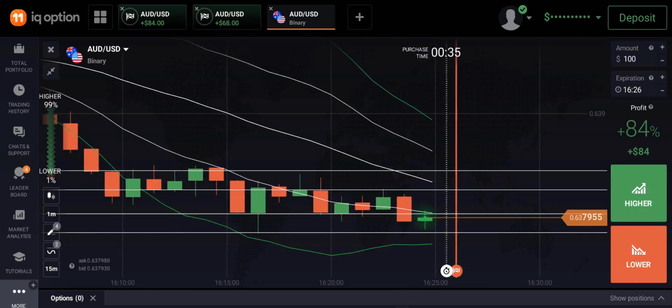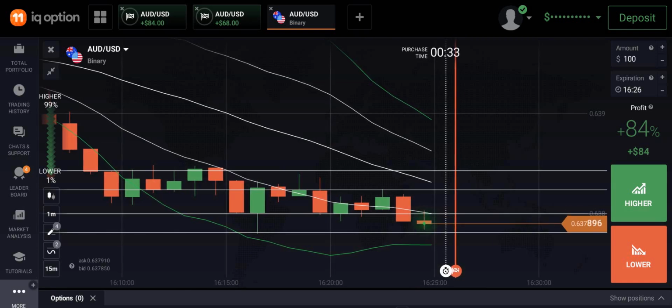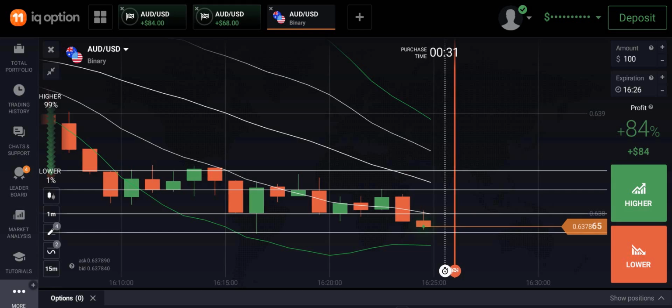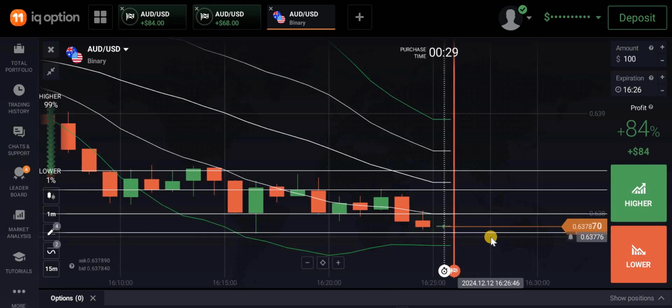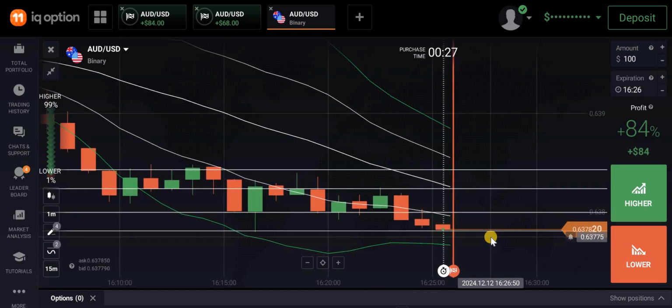Let's see if this is a fake breakout. Okay, I think this is a real breakout. So okay, I will use the failure strategy now.